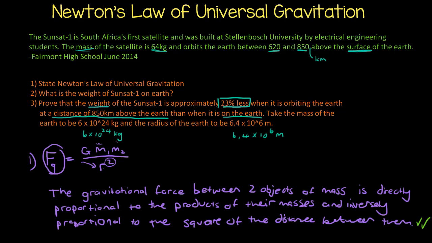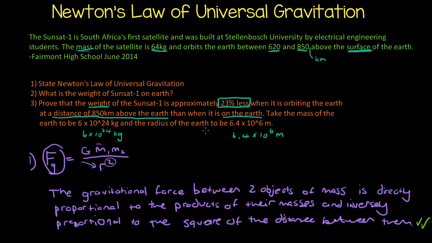We need to do some kind of calculation that verifies that the weight of the Sunsat 1, remember weight, force of gravity, due to the Earth, is approximately 23% less when it's higher up, right? You expect it to get less when it's high up until it's super high and it's in space and it's basically weightless. There's 23% less at a distance of 850 kilometers above the Earth, which is above the surface, than when it is on the Earth.